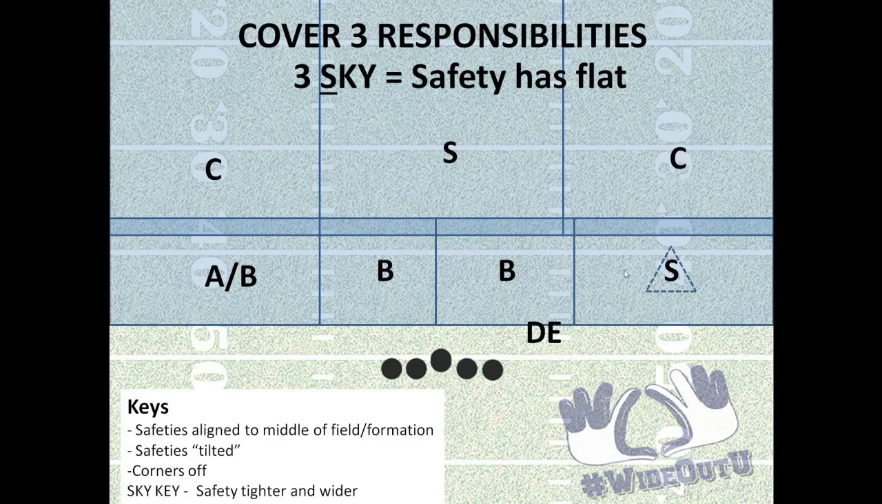So on the 3 sky, the S for safety, the safety has the flat. So the safety will come from in here and he'll cover the flat. So if we're running an out route or a sail route with a 10-yard out and a vert on the outside, this corner is going to take the vert. This safety is going to sit on the out, whether it's a short out or deeper out. He's going to be in that flat area there. And then on the backside, same thing. So that's cover 3 sky. The safety is in the flat. The S for safety covering the flat.